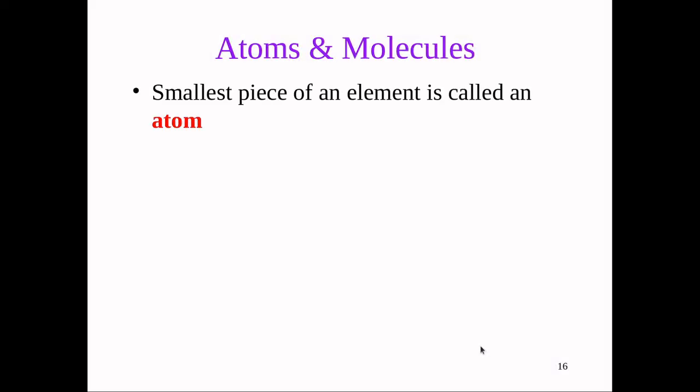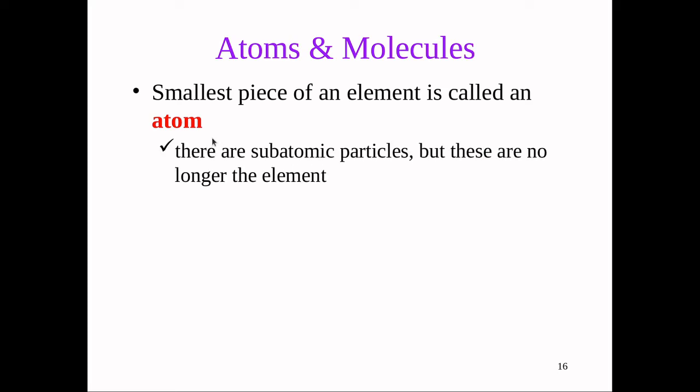All right, so we've been talking about atoms and molecules. So this is pretty key here. So the smallest piece of an element is an atom. There are subatomic particles, so there's little pieces that make up an atom, but these are no longer an element. Okay, so once we get any smaller than an atom, now we're dealing with something that we can't really identify with any particular element. It will no longer have the properties of that element.